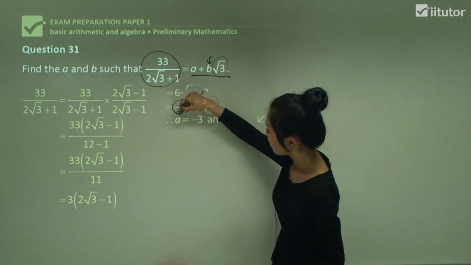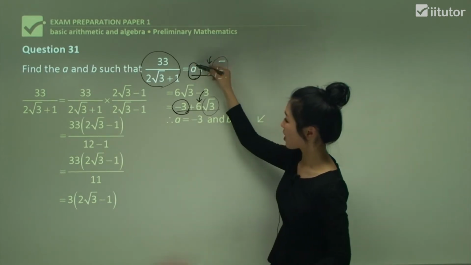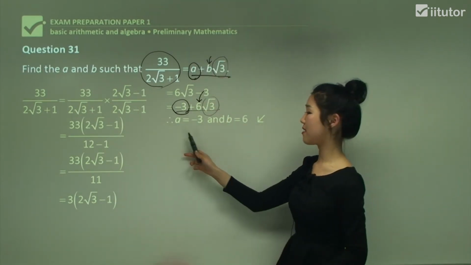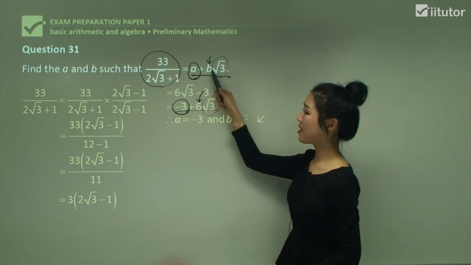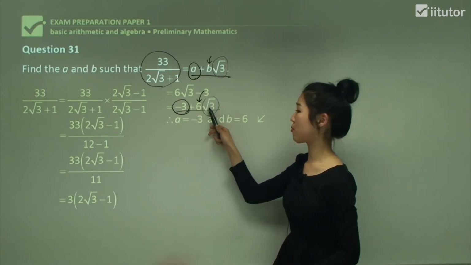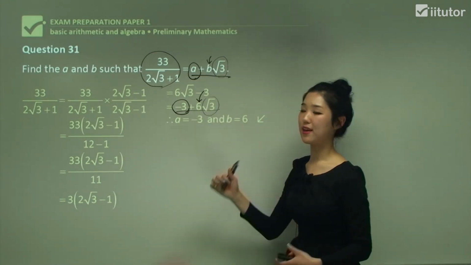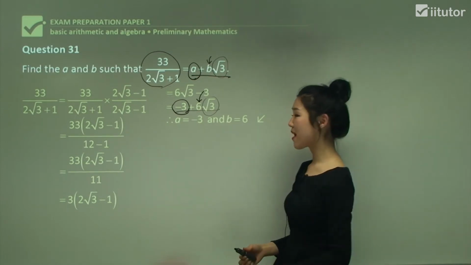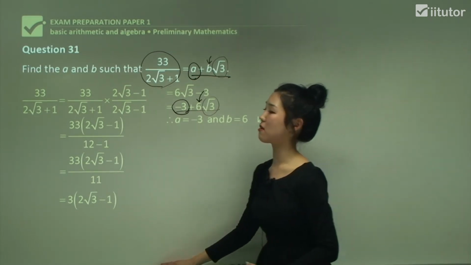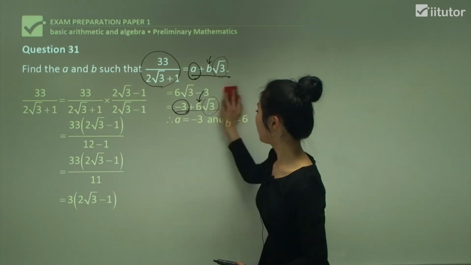So this is the same as this, okay, because that's the number in front. So a is -3 and b is simply the number in front of root 3. So b is simply going to be 6. Okay, so I found a and b just like that, just by rationalizing. So have a look.